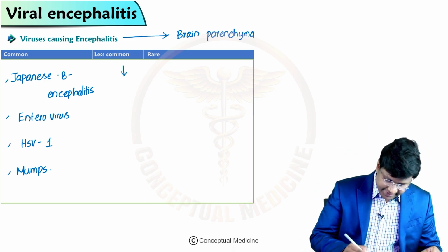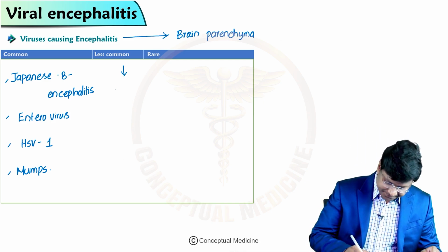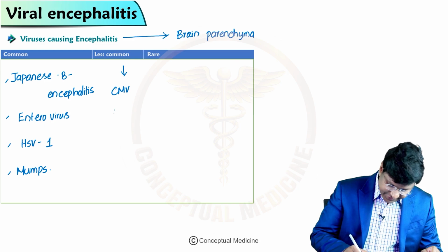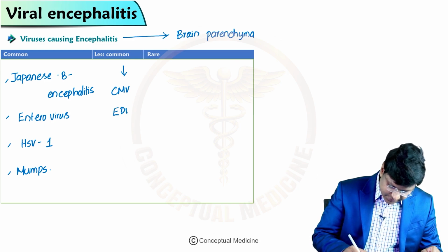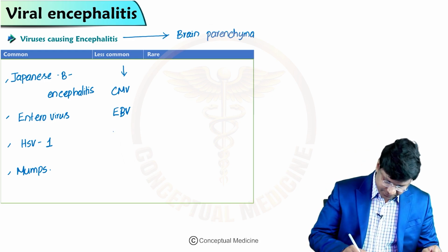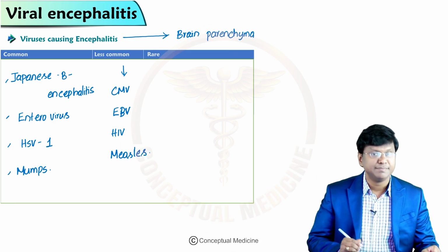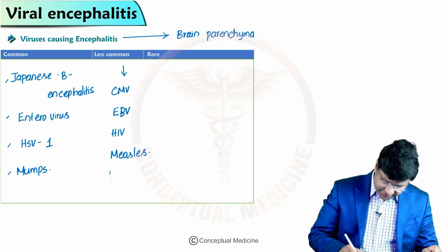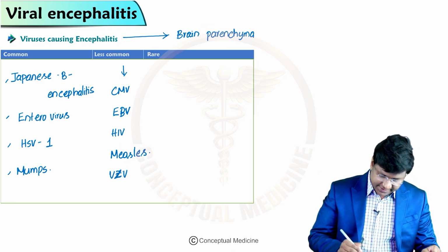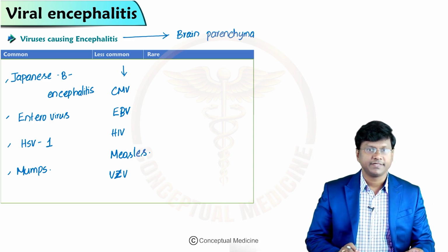And what are the less common viruses which will cause encephalitis? That includes cytomegalovirus, next the Epstein-Barr virus, HIV, next measles, and we also have varicella zoster virus. So these are the less common causes for viral encephalitis.